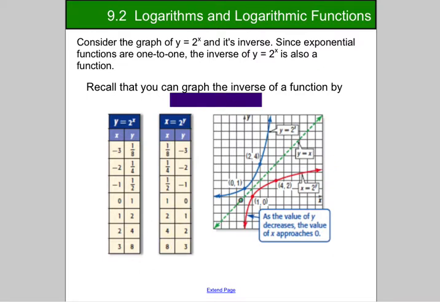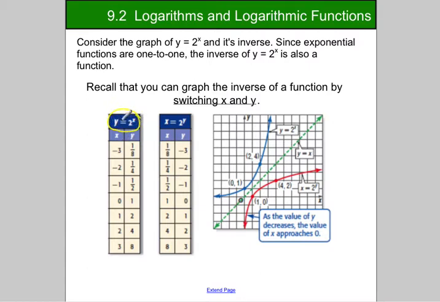Since exponential functions are 1 to 1, the inverse of y equals 2 to the x is also a function. Since it's 1 to 1, for every input of x, there's only one output of y. So that means you can find the inverse. Recall that you can graph the inverse of a function by switching x and y. So let's start out looking at y equals 2 to the x.